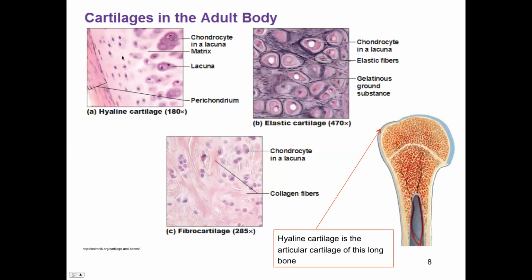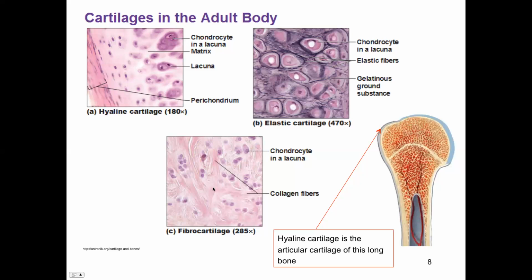But here, the collagen is in very thin bundles, so you don't actually see it. It gives it this glassy appearance. And remember, with cartilage, we have lacunae, and the cells here are called chondrocytes. Don't forget that.